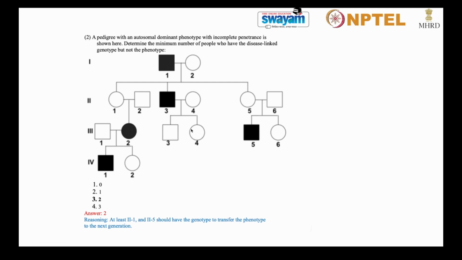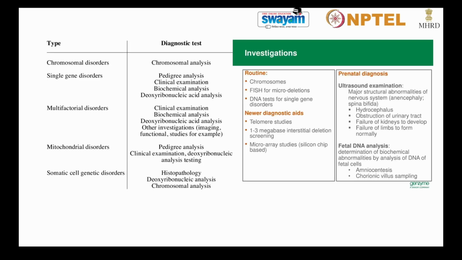So now, how many individuals have the genotype but not the phenotype? There are 2. One is second generation individual 1 and the other is second generation individual 5. These are the 2 daughters. So they are showing incomplete penetrance. I hope now this concept is clear. So now let's move to another question.